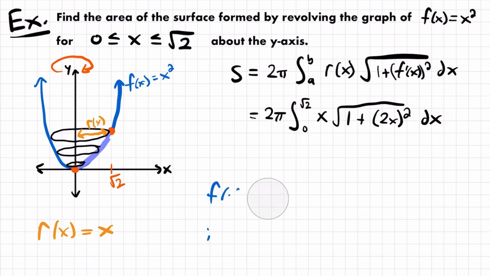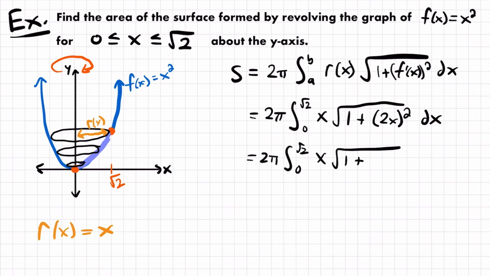Okay? And so now we have an integral that represents the area of the surface of revolution formed by revolving this curve around the y-axis. And so all we have to do to find that area is solve this definite integral. And so let's simplify it a little bit. This will be equal to 2 pi times the integral from 0 to the square root of 2 of x times the square root of 1 plus 2x squared. And 2x squared will be 4x squared, and then we still have dx.